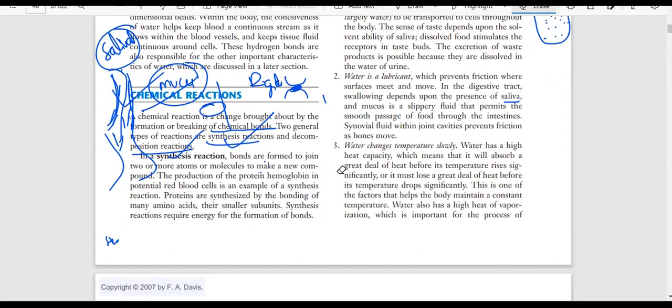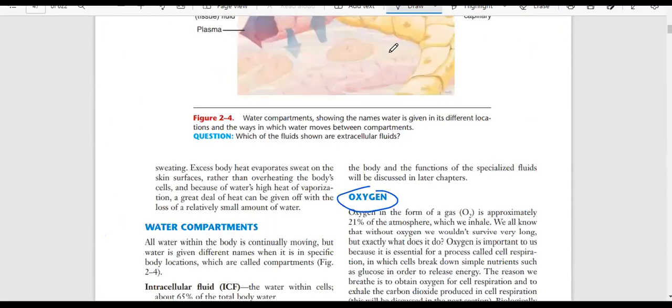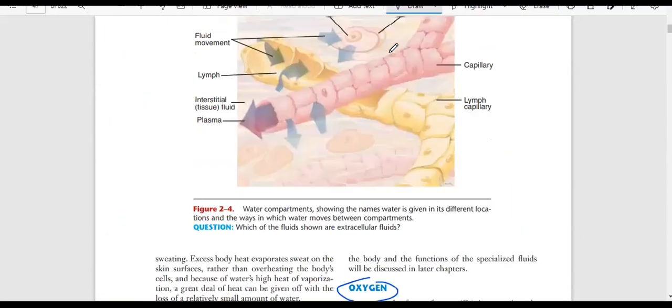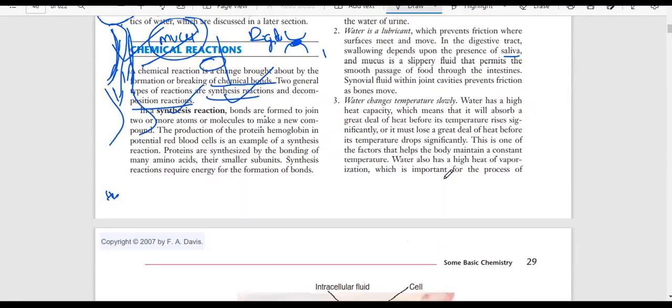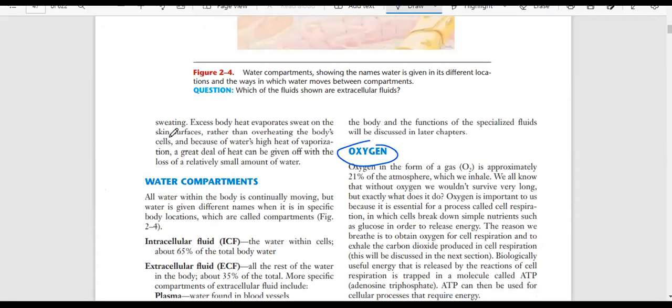Next, the third thing is water changes temperature slowly. This is another important thing about water. Water has a high heat capacity, which means that it will absorb a great deal of heat before its temperature rises significantly, or it must lose a great deal of heat before its temperature drops significantly. This is one of the factors that help the body maintain its constant temperature. Water also has a heat of vaporization, which is important for the process of sweating.